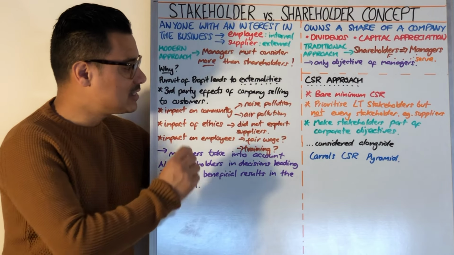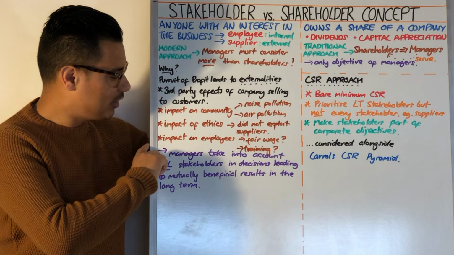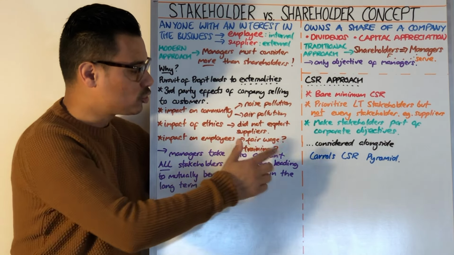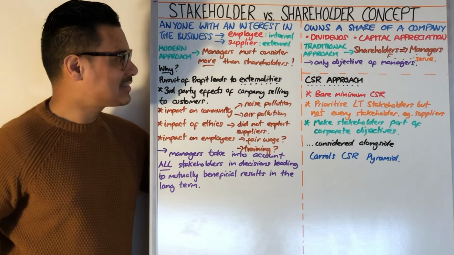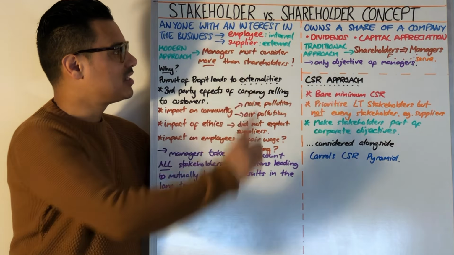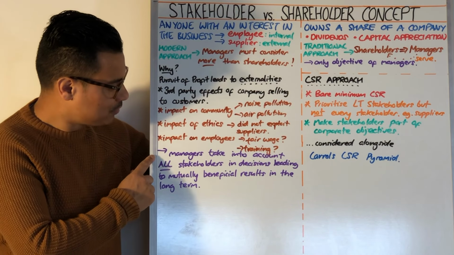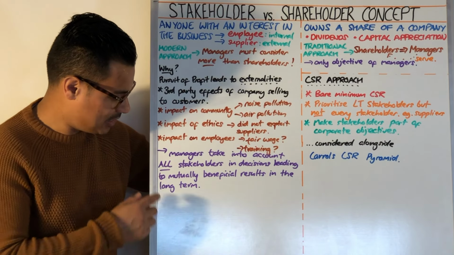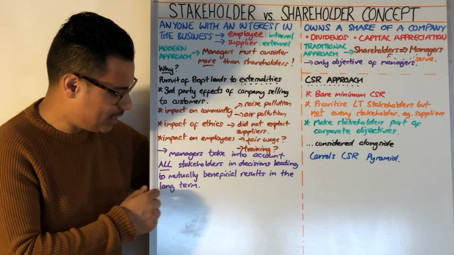Perhaps the company exploited their suppliers, or they weren't ethical within their supply chain. Or it could be there's an impact on employees. Perhaps they're not paying a fair wage, or perhaps they're not training enough to keep their costs lower. So those are all potential externalities that could come out of the pursuit of profit. So therefore, managers must consider more than just their shareholders. So the more modern approach is as follows: that managers take into account all stakeholders in their decision making, leading to a mutually beneficial result in the long term.